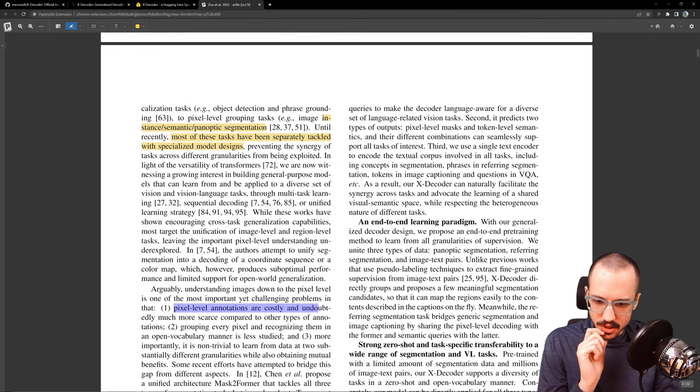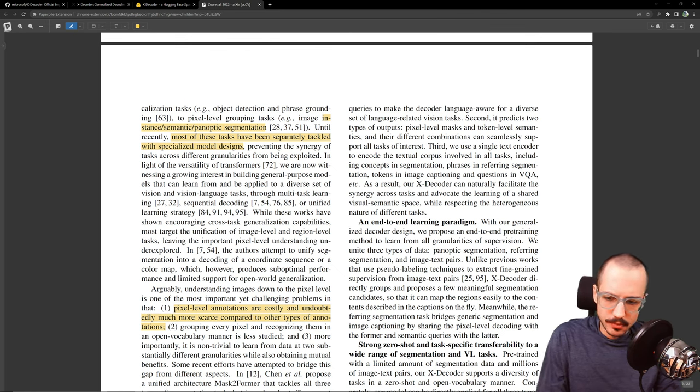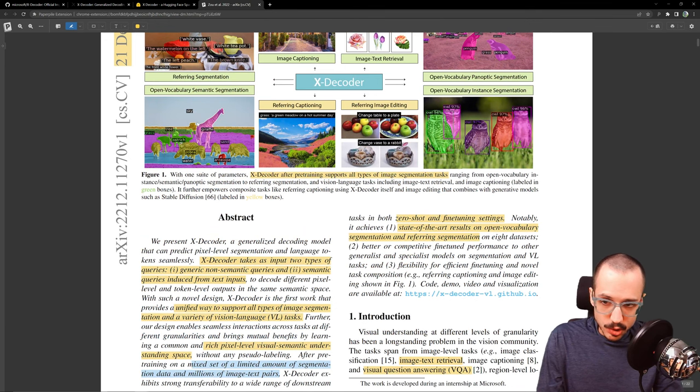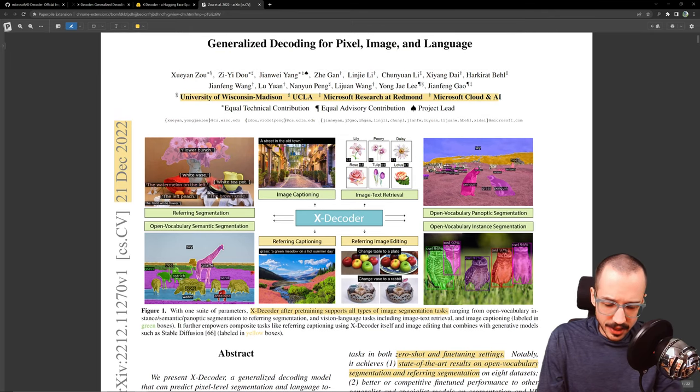Yeah, pixel level annotations are costly and undoubtedly much more scarce compared to other types of annotations. That's true. Even just something like 3-4 years ago, you have companies like Scale AI that do data annotation. One of the things that they do, which is the most costly type of annotation, is pixel level annotation, where someone actually goes through and traces out, for example, this giraffe here, and traces out the zebra, and the amount of money that's been spent to trace out every single tree, every single road line, every single car in these autonomous vehicle datasets is huge.